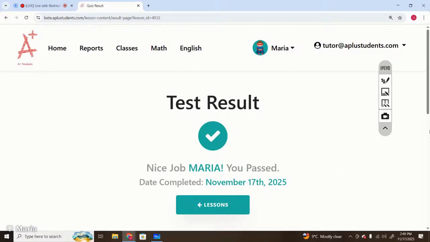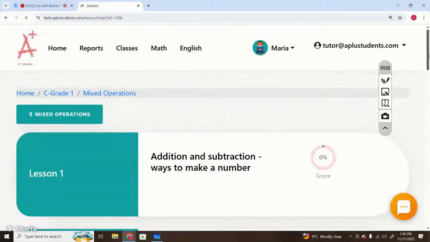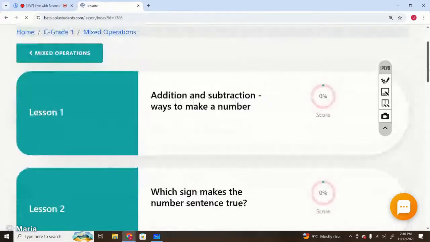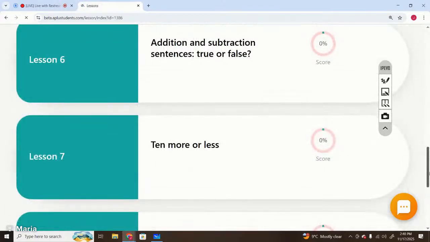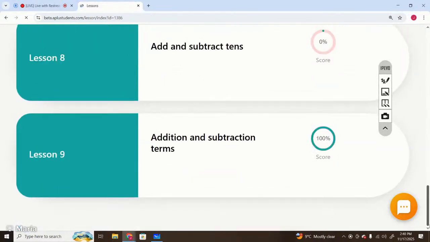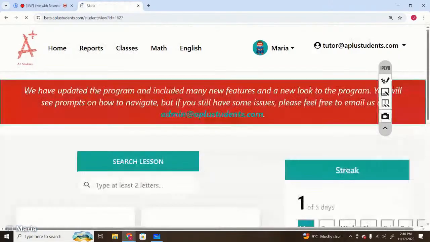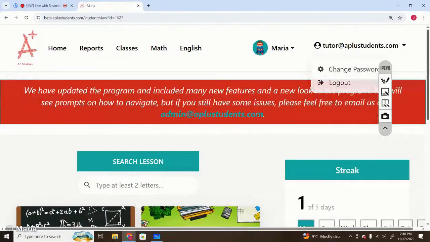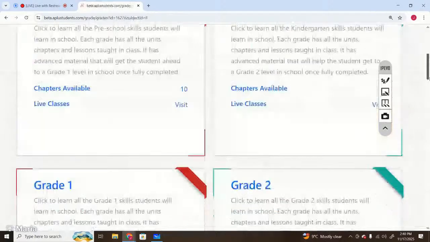Okay, we are done with the lesson. Before the next session, we were working on grade 1 math. The chapter we were working on is mixed operations. The lessons we have covered today are subtraction sentence is true or false, 10 more or less, add and subtract tens, addition and subtraction terms. So please make sure before the next session you complete all the practice questions for the lessons we just did. That is your homework until the next session.